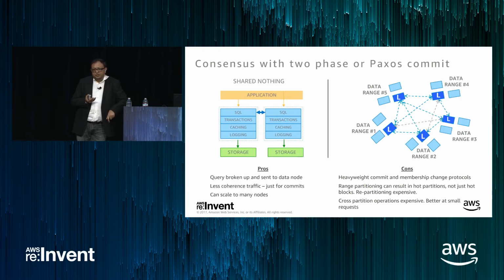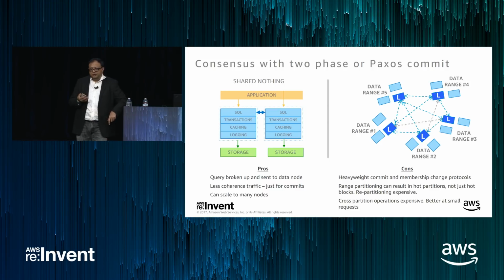The other model is to do a shared nothing system, where the application can continue to write to any one of these nodes, and the database takes responsibility for sharding the data across a multitude of data ranges, and then basically distributing the SQL statement and then converging it back. So the linkage here is in the SQL tier. So there's a lot less coherence traffic here. It's really just for commits.